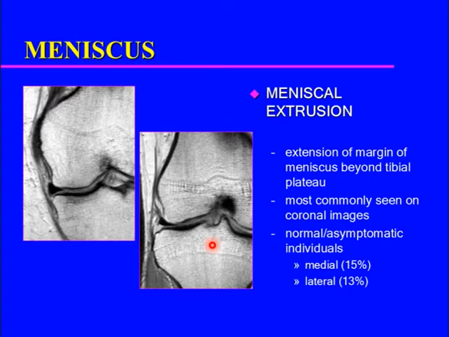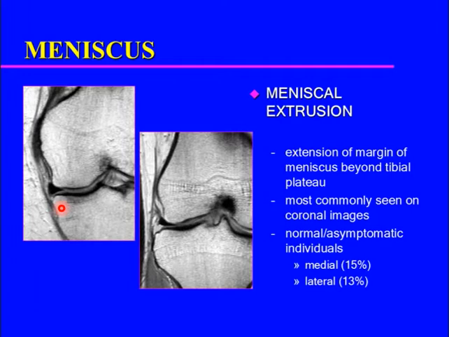Meniscal extrusion is another normal variant, which is extension of the margin of the meniscus beyond the tibial plateau. We see this a lot of the time. I'm sure you've seen it. Normally, the normal anatomy is to see the meniscus at the edge of the tibial plateau. Sometimes it gets extruded out over the medial edge of the tibial plateau.